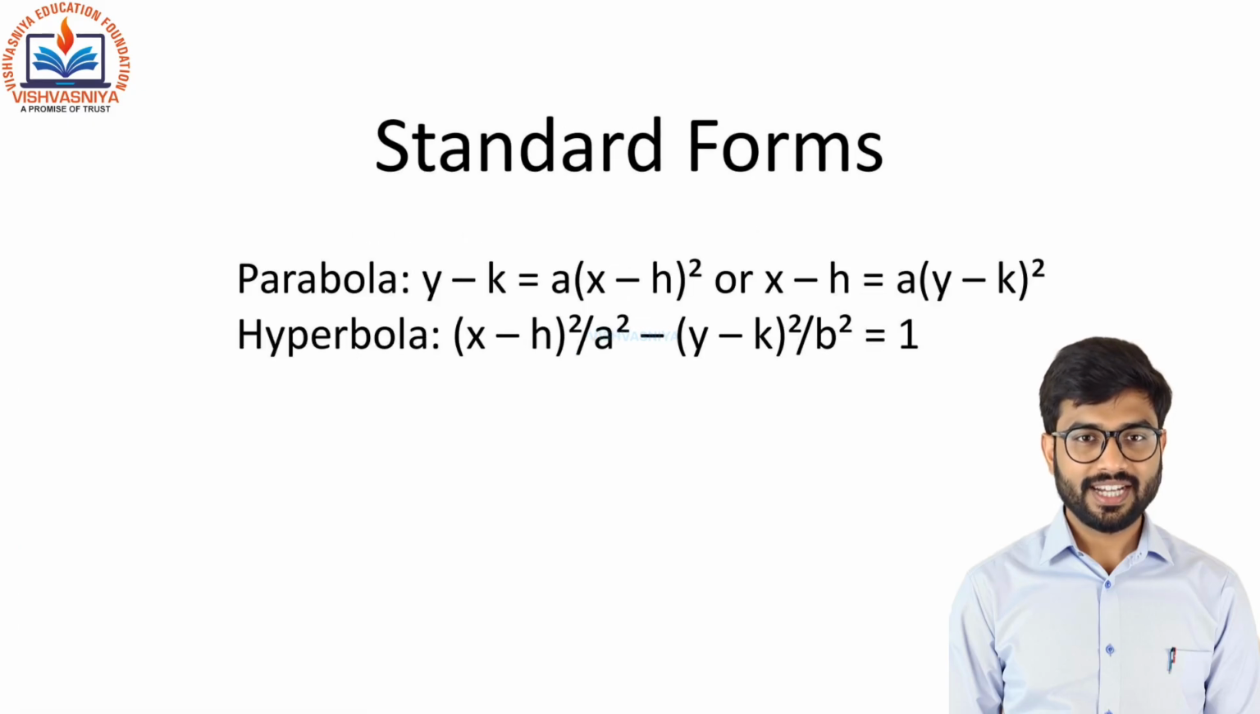Similarly, parabola, y minus k equals a times (x minus h) squared. Hyperbola, (x minus h) squared over a squared minus (y minus k) squared over b squared equals 1. These forms help us draw graphs and solve questions.